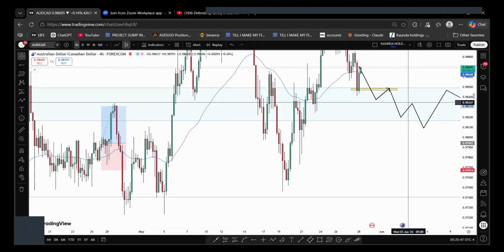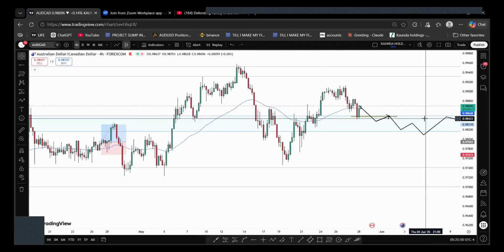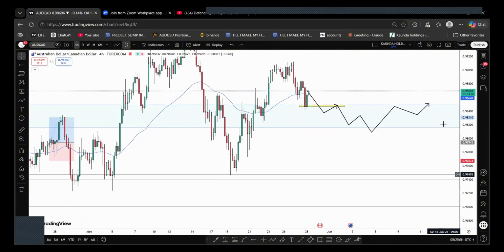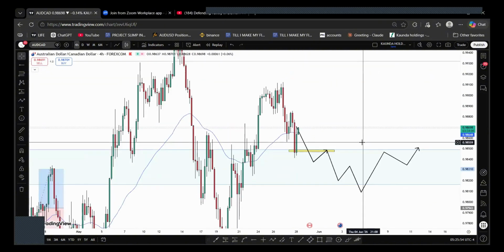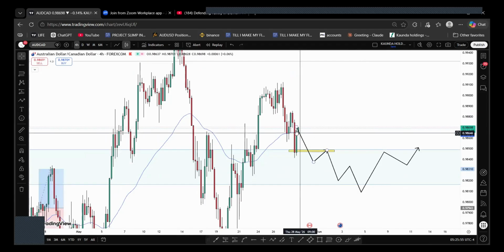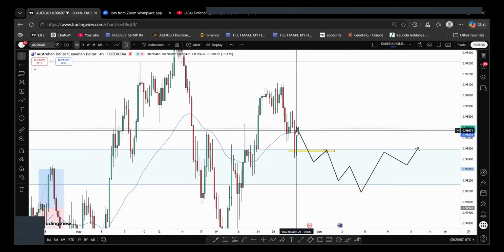Okay. And that's how we are going to go about these trades. We're just going to wait for the break and retest of that level.